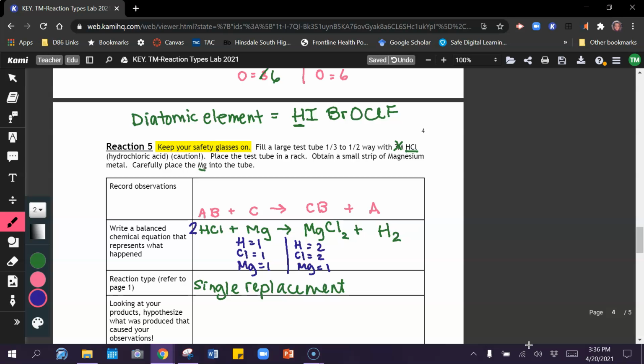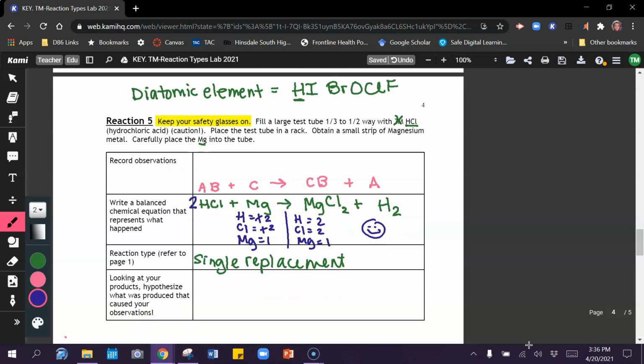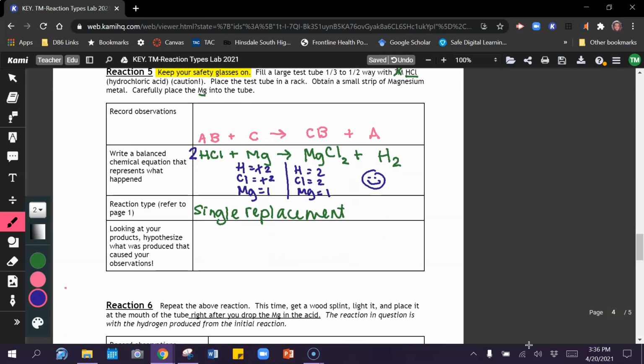Well, just put a coefficient of 2 there. And then that is going to change our hydrogens and our chlorines. And guess what? We are now balanced. So we have a single replacement reaction, and we've written out the full balanced equation. Good job, guys. Let's move on to reaction 6.